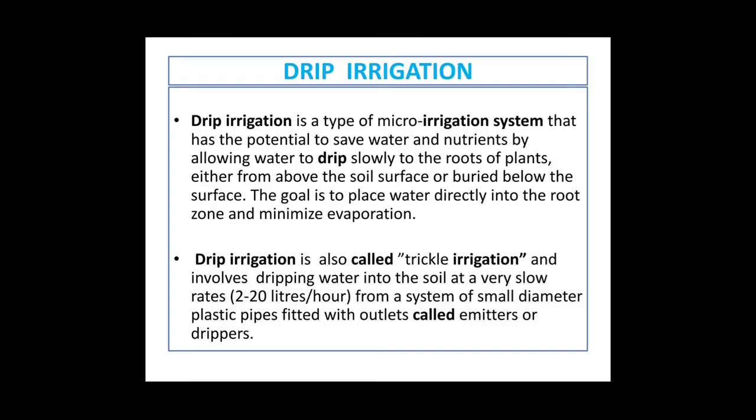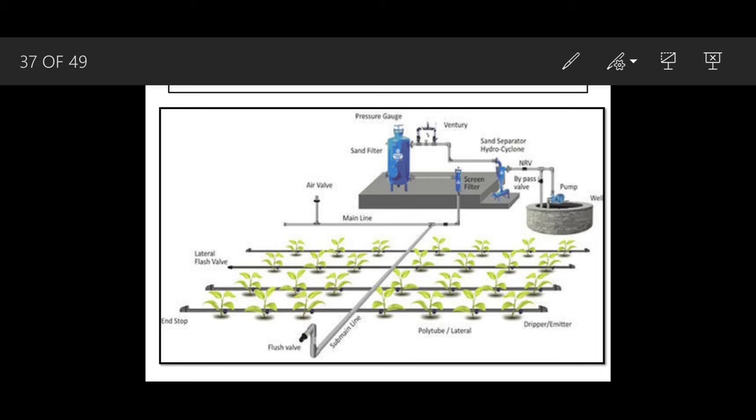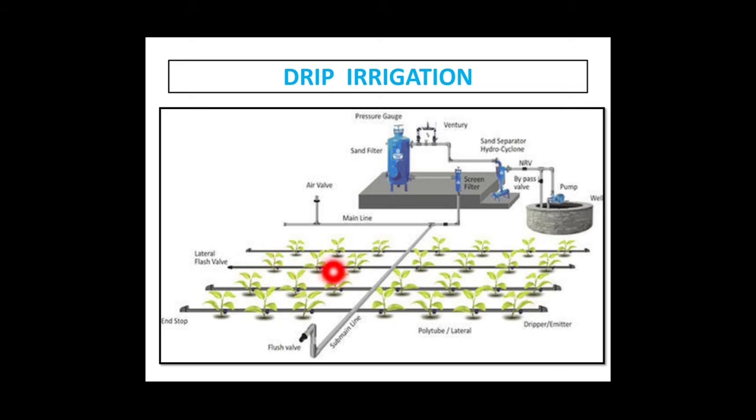Let's come to the next modern method of irrigation, that is drip irrigation. So first we will see the picture. Now see in this, these are the plants and you can see the pipes are moving all along. These pipes have holes, and these holes are near the roots of the plant, and drop by drop water falls on the roots of the plant. So like this, the roots are kept moist and it helps the plant to grow.